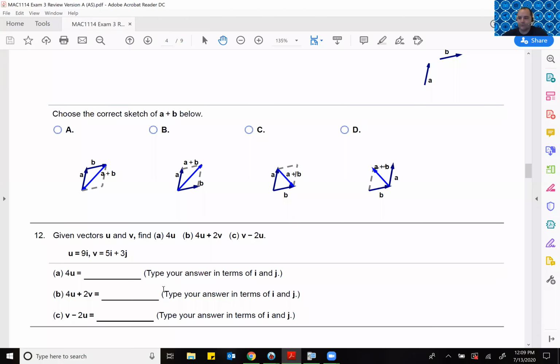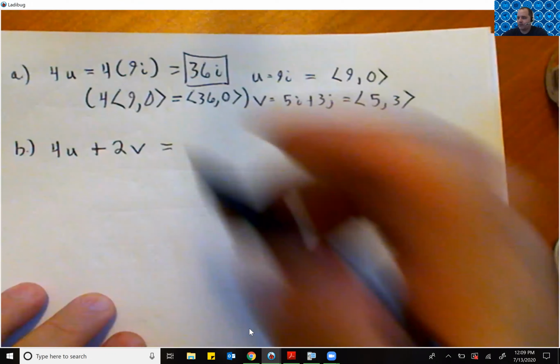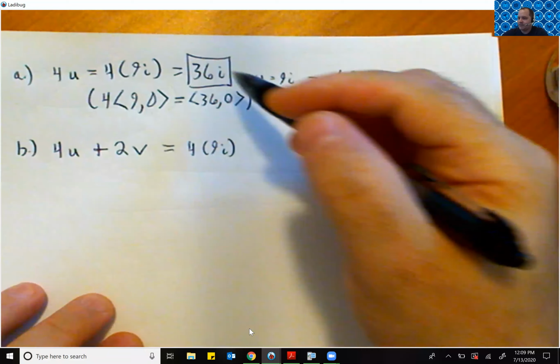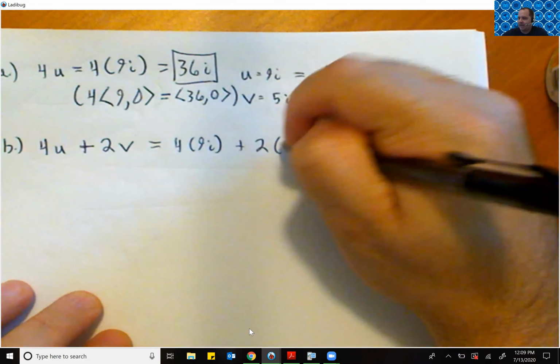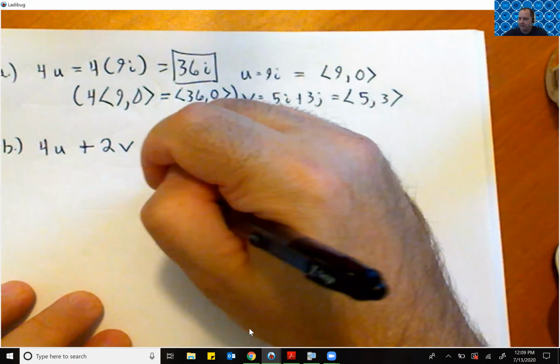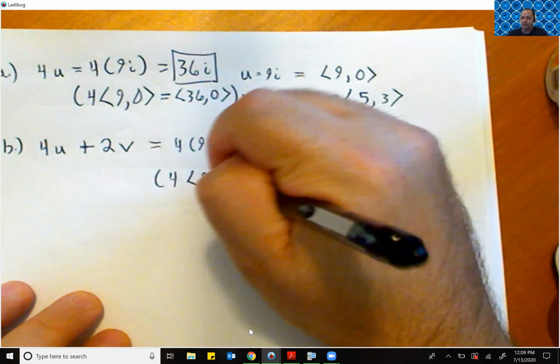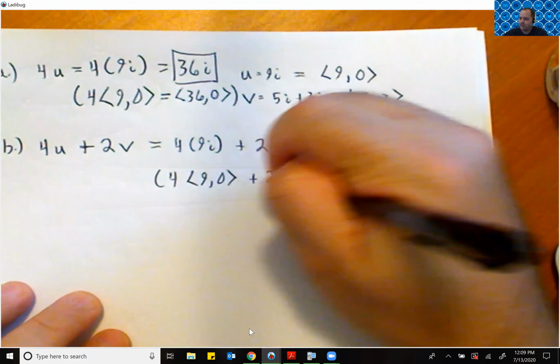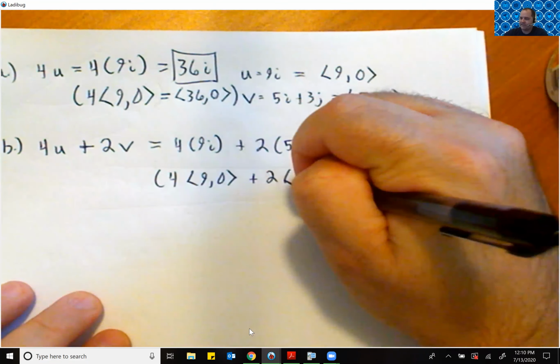So here they want you to multiply the vectors and then add them. So nothing crazy here. You're going to take 4 times 9i, which you pretty much already know the answer for from up there, plus 2 times 5i plus 3j. Or again, you could do it vector style, just regular vectors. So 4 times the vector 9, 0, plus 2 times the vector 5, 3 to get to that answer.